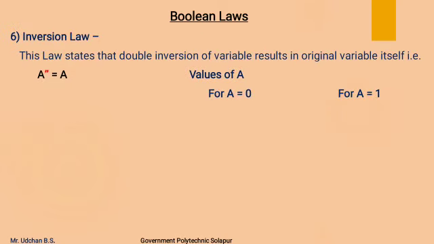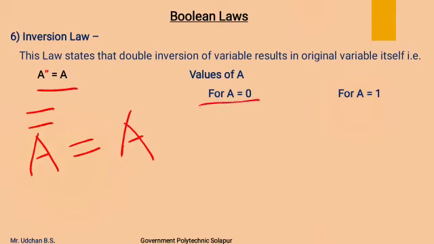Now the next Boolean law is the inversion law. This law states that double inversion of a variable results in the original variable itself, that is a double complement equals a. This can be written as a first complement, double complement equal to a. Now here we have considered the two values of a again, that is 0 and 1.